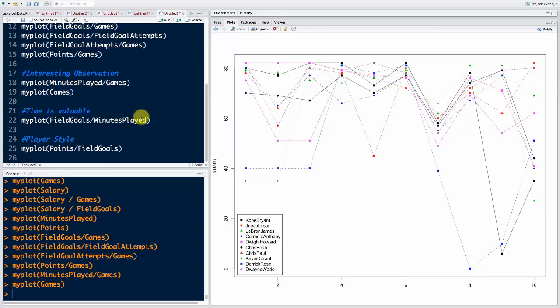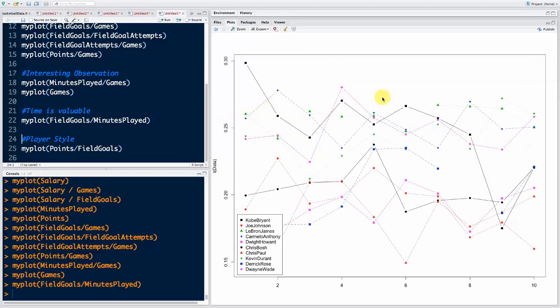Okay, so time is valuable. Since they're less on the court, less minutes per game on the court, their time is valuable. Let's see who uses that time most efficiently. So who scores the most field goals per minute played? Let's run that one. And here we can see that it's actually Kevin Durant.